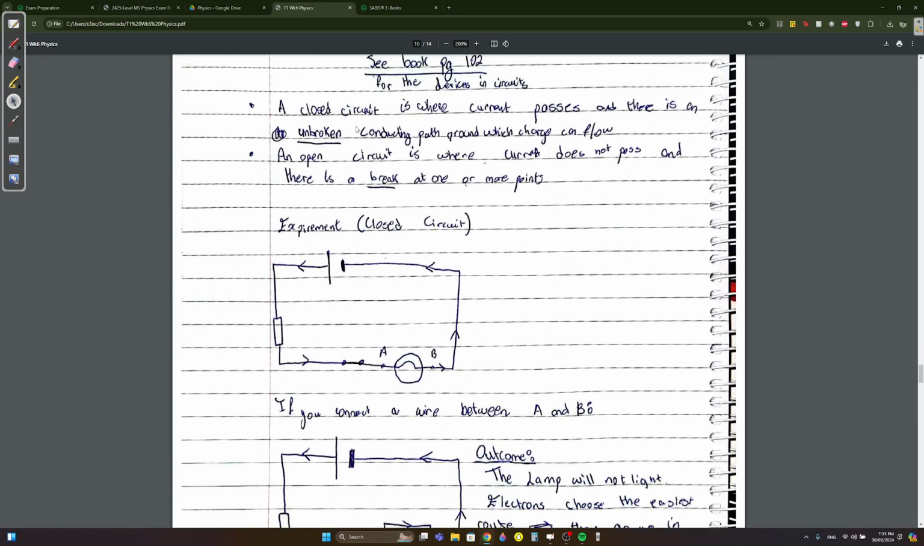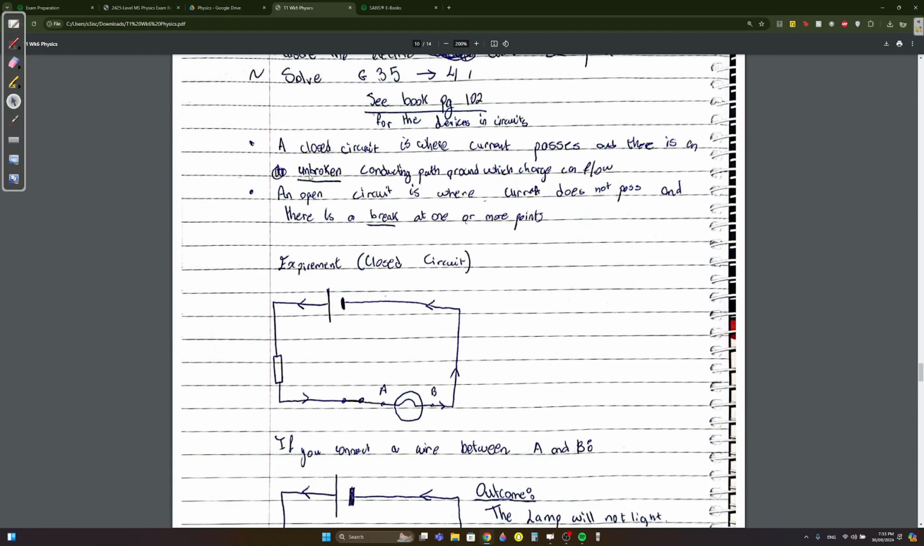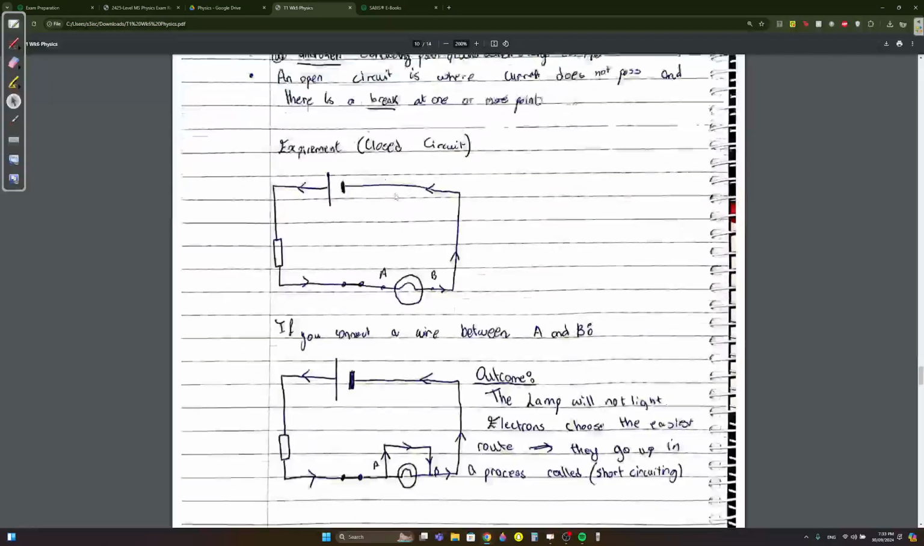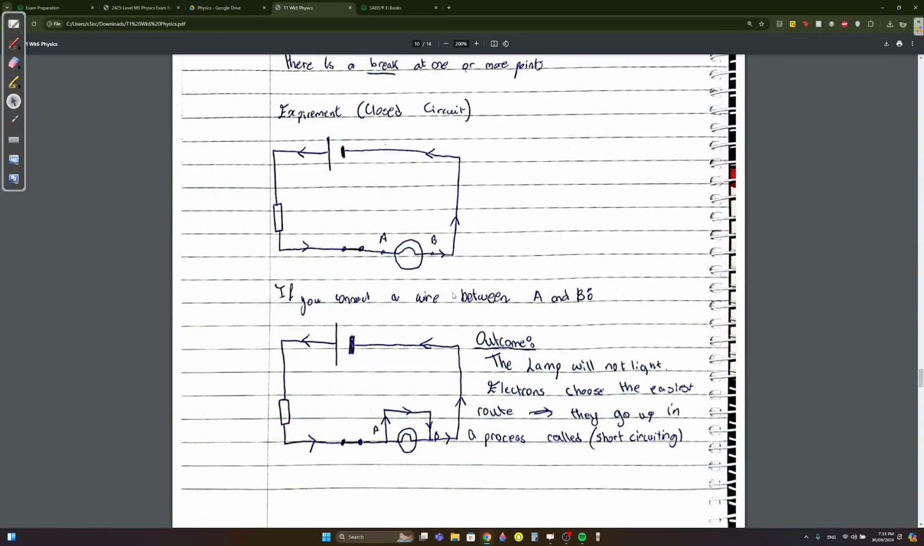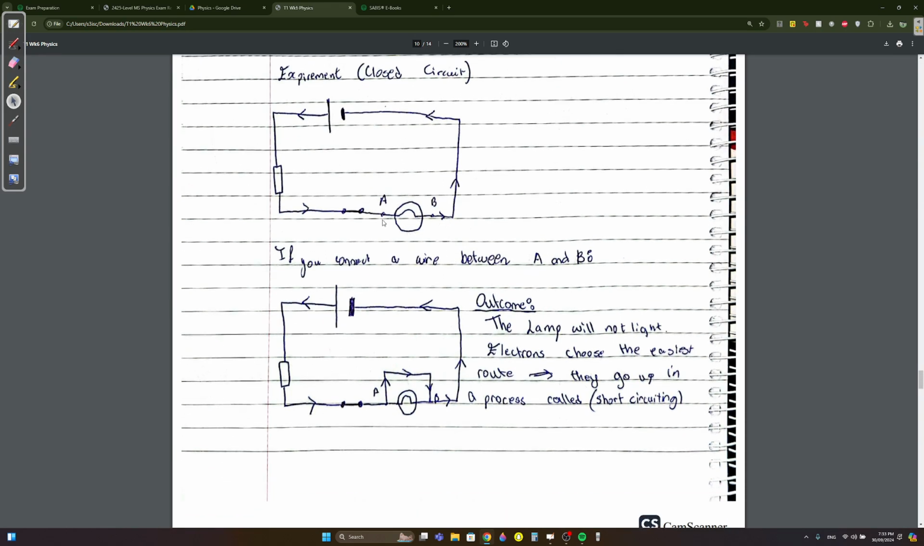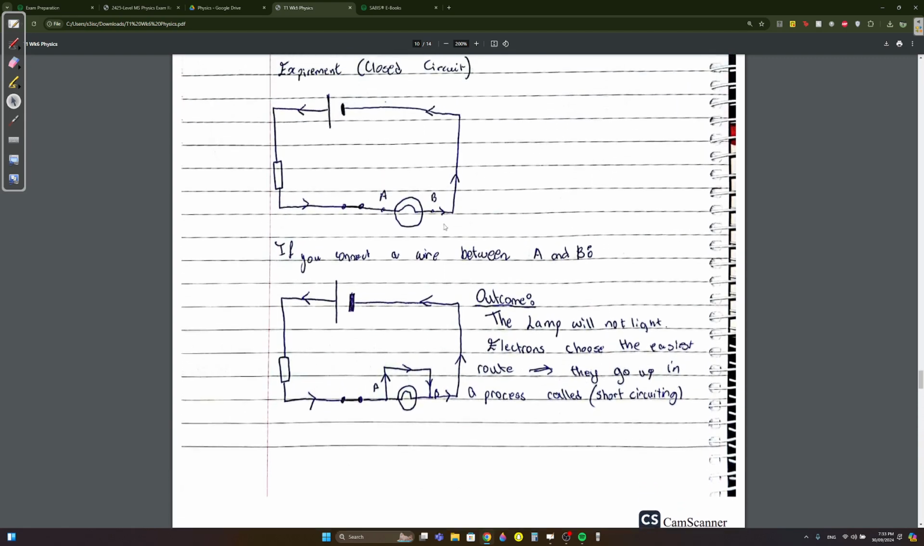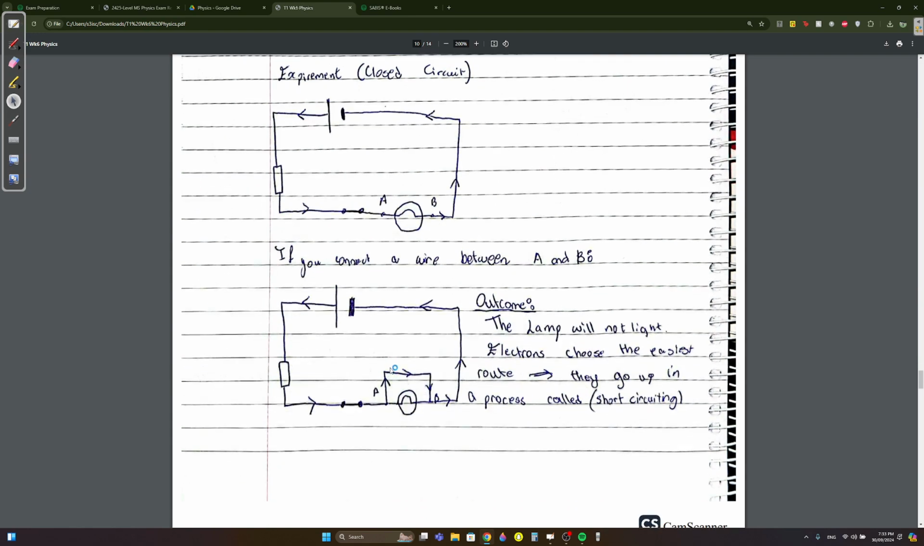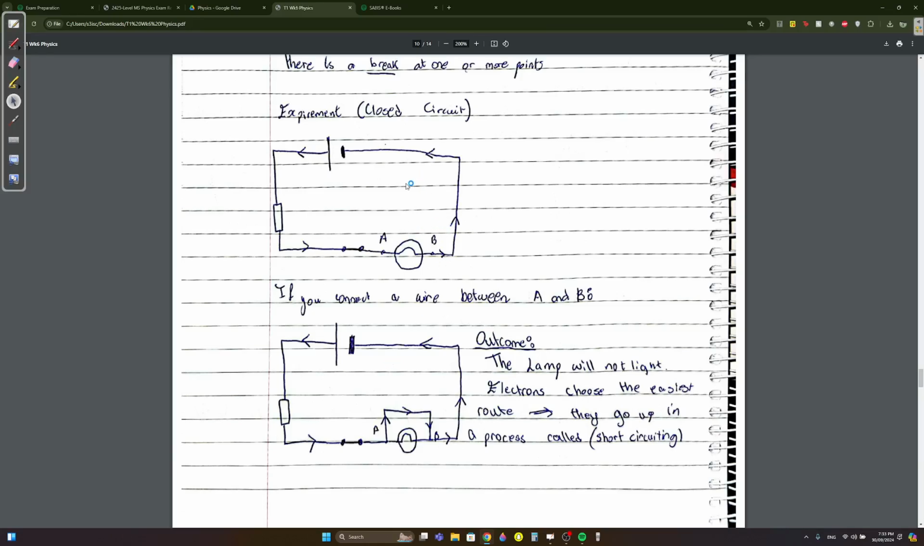A closed circuit is where current passes and there's an unbroken conducting path. Closed is when it's unbroken. Open circuit is where current does not pass and there's a break. Right? Okay, easy. Experiment. This is the experiment for a closed circuit. What does the experiment show? If you connect a wire between A and B, this experiment is for the closed circuit.